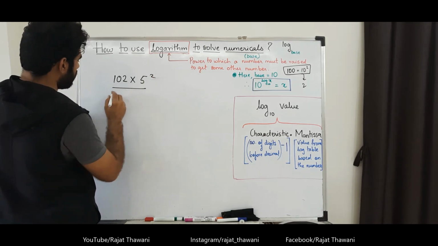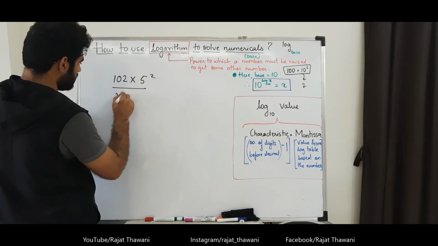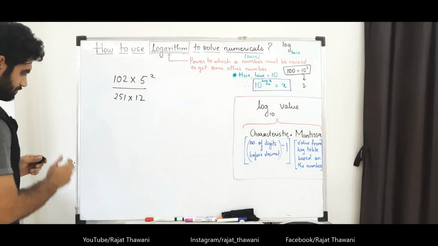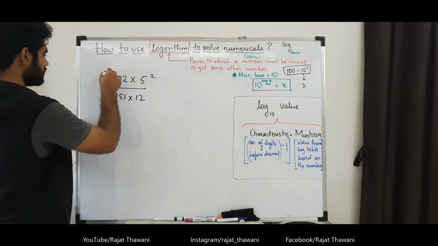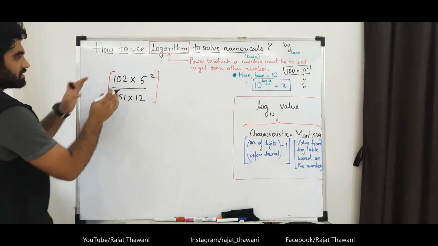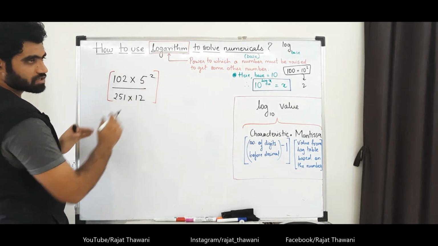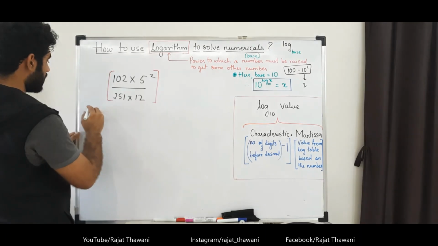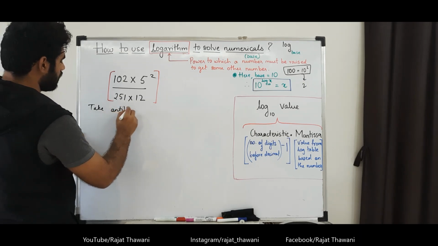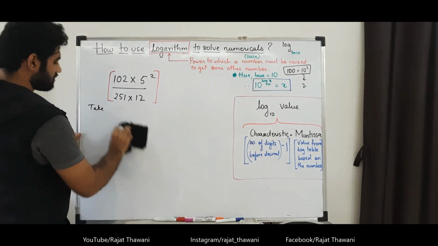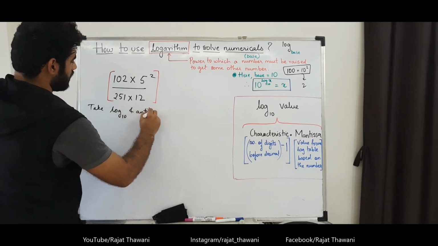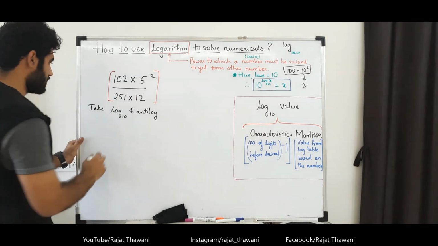5 square upon 251 multiplied by 12. Okay, so what you are seeing here, we need to find out the actual value of this. Now, you can see division as well as multiplication are there, and raised to numbers also are there. So I say, take log to the base 10 and antilog to the base 10 again. Any order will do.